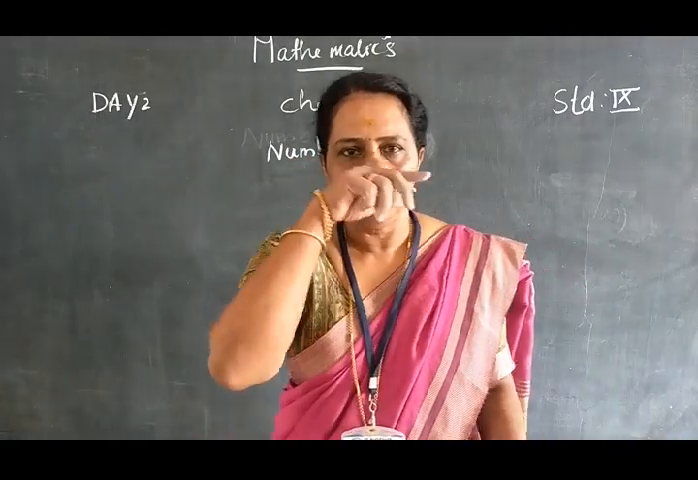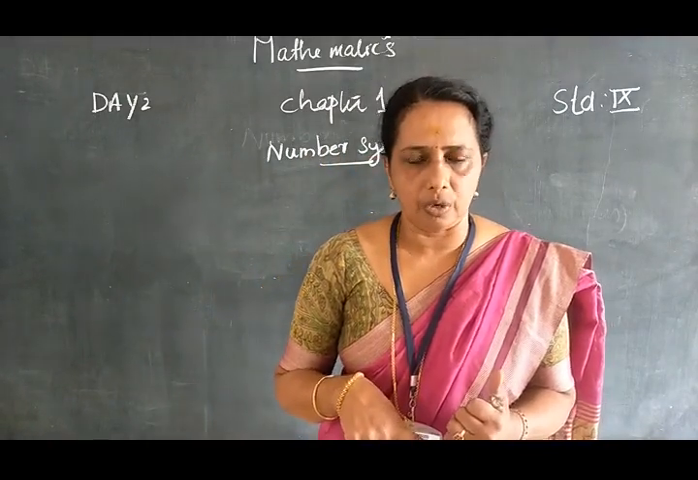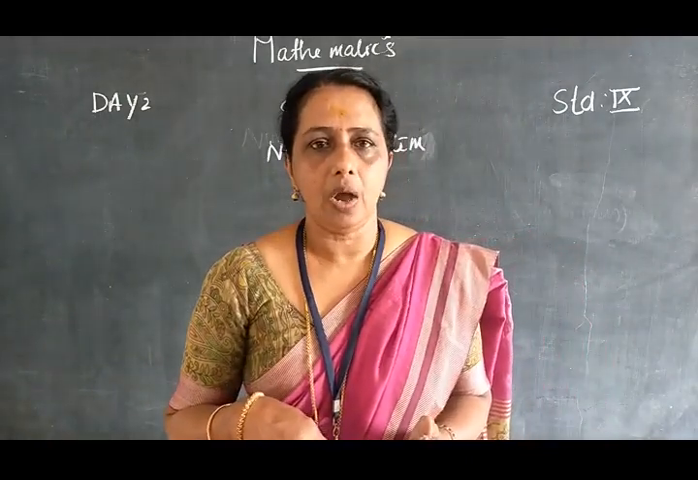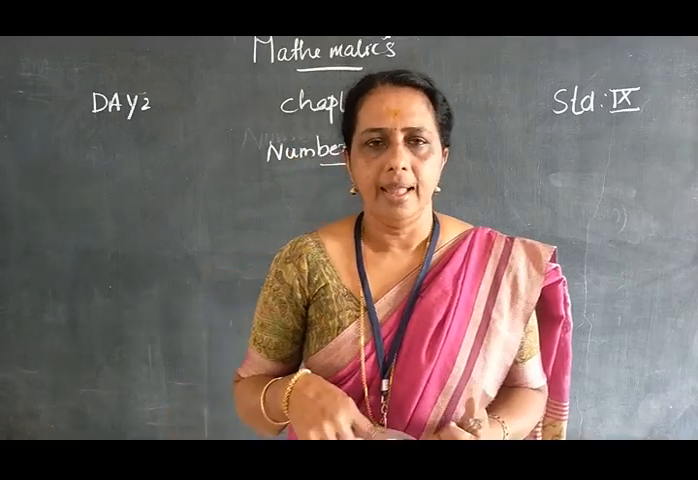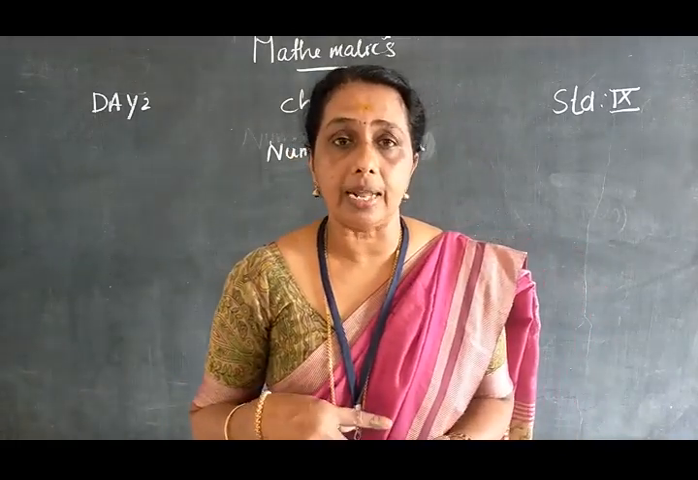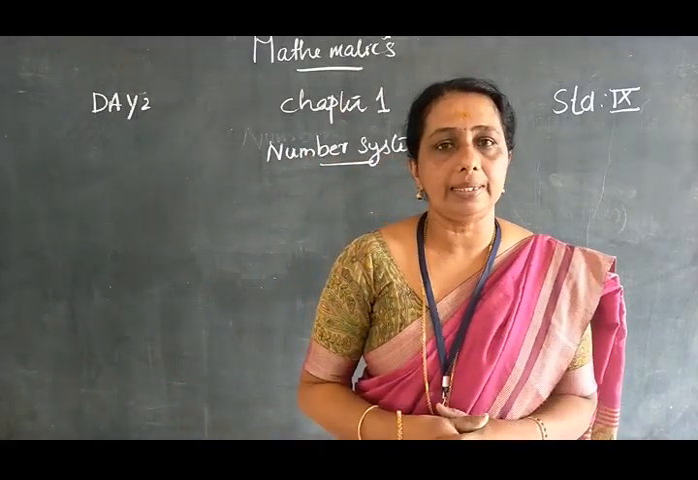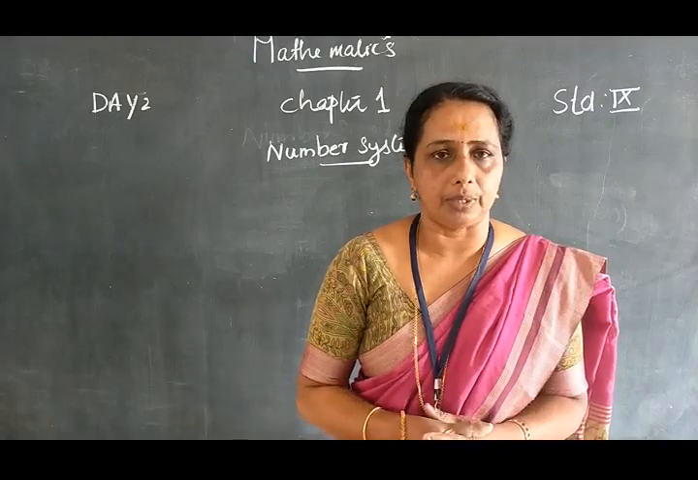Did you study? First one is natural numbers or counting numbers. Second one is whole numbers. And third one is integers. And fourth one is rational numbers. Today we will explain the symbolization of the numbers.